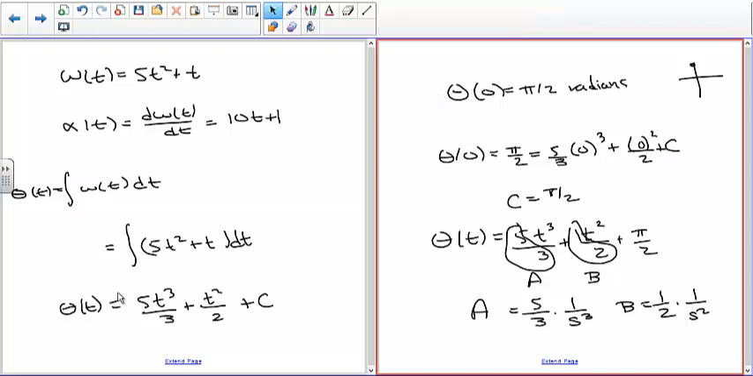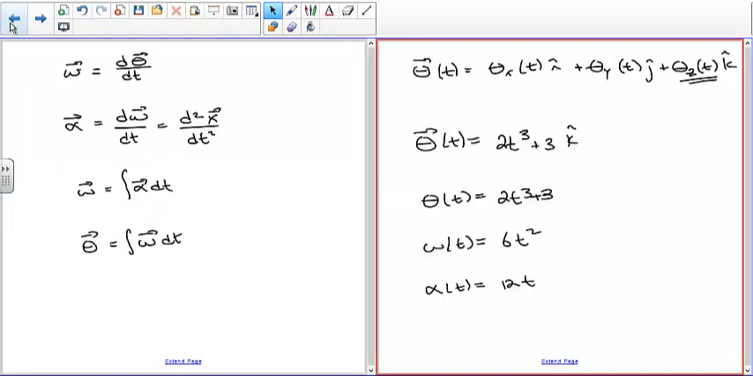Now, so that was the example. If they give you omega, you could find alpha by taking the derivative, and you could find theta by taking the integral. So it looks almost all the same, all the conditions. If you're given theta as a function of t, then you can calculate omega and alpha.